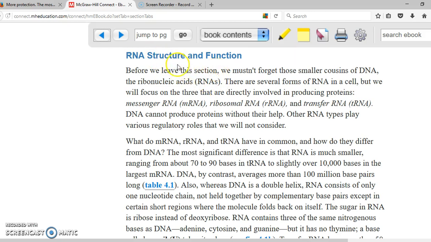How many different kinds of RNA do we have? We have three. We have RNA messenger, RNA ribosomal, and RNA transfer, as you can see right here. This is RNA transfer, tRNA, rRNA for ribosomal RNA, and mRNA for RNA messenger. They all three work together in order to create proteins. That's the main thing about it.